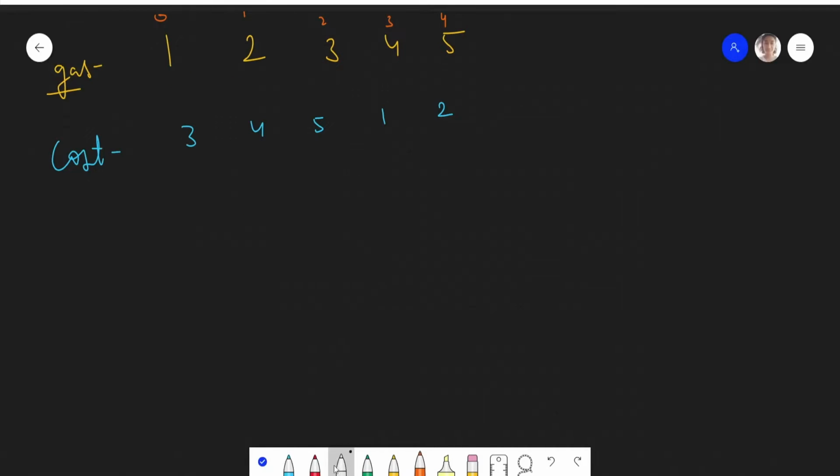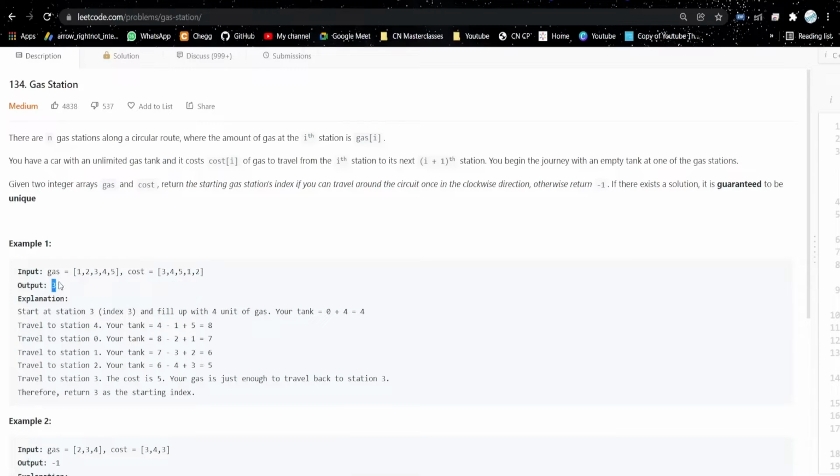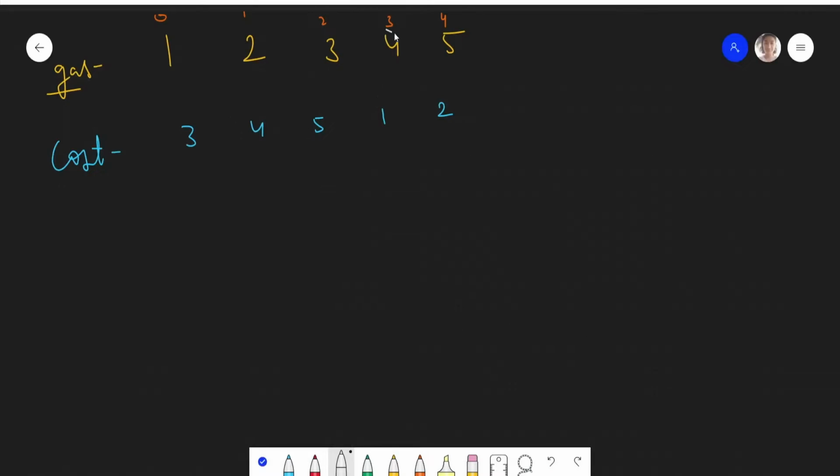Now let's see how 3 is coming. We'll start from station 3, that means this one over here. We will have a variable, let's say current fuel, that is how much current fuel we have. So what will be the current fuel? We are starting from this station, so the car will be filled up with this fuel, and in order to go to the next station it will have to use this cost.